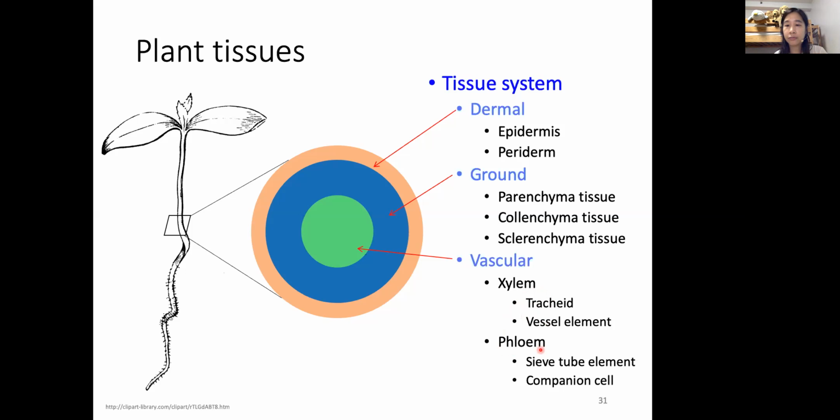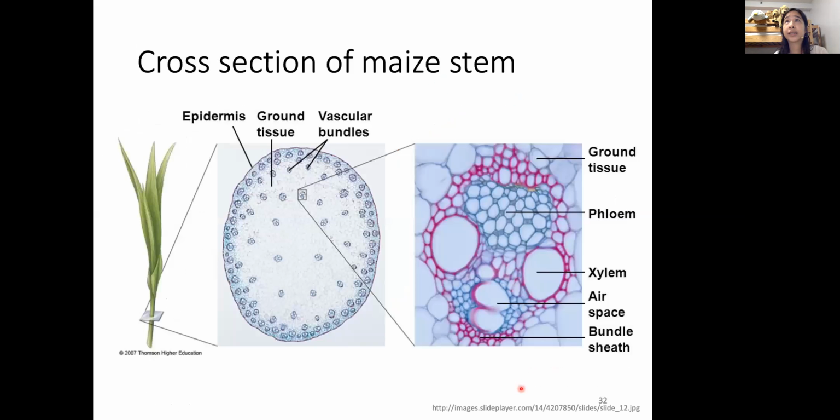to the rest of the plant where it needs sugar. And there are two types of cells in phloem: sieve tube elements and companion cells. Here is an example of a cross-section of a corn stem. You've seen this picture before, but I want you to see this again.